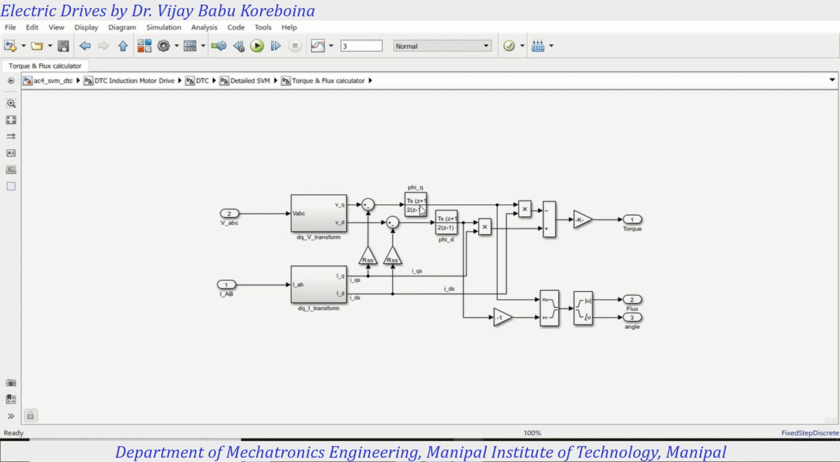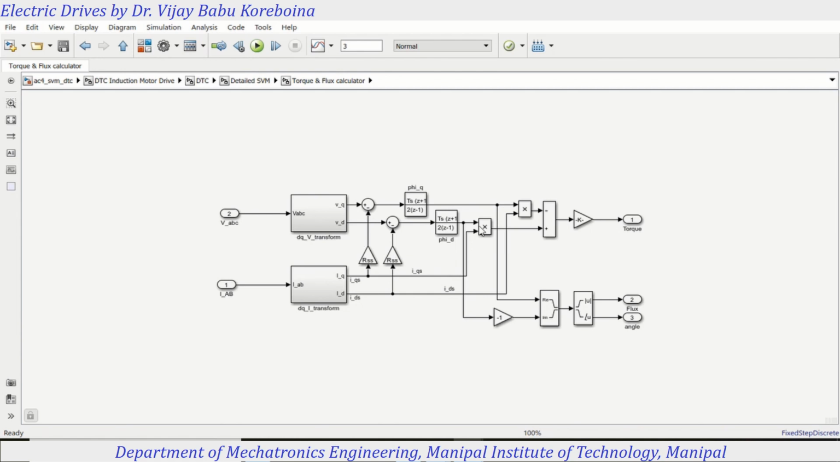VABC, and this VABC will result in VQ minus IQR. That integration is flux. Flux is nothing but always the integration of V minus IR. So that is ΨQS. Now this is ΨQS. What would be this one? VD minus I into IDS into R.